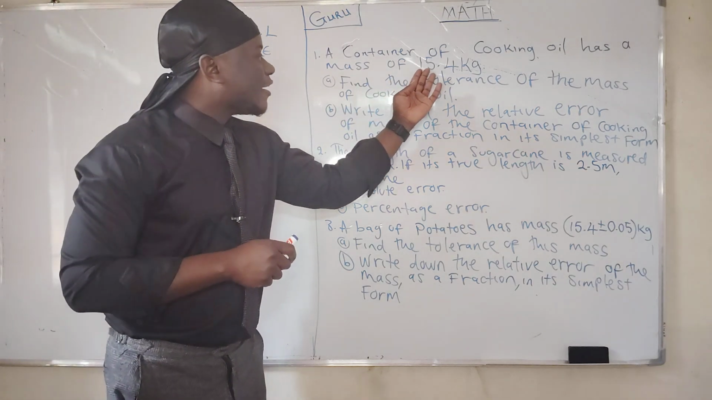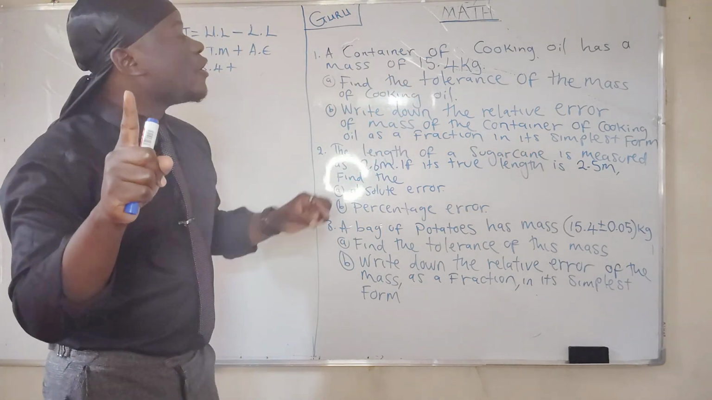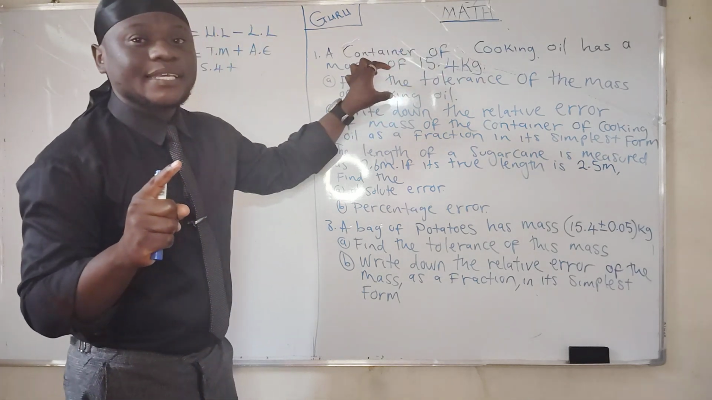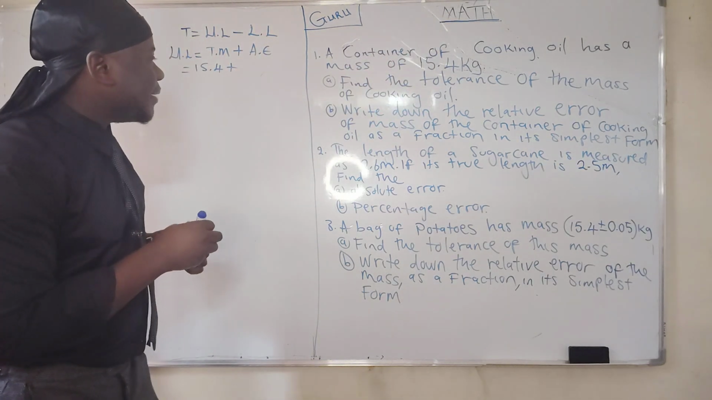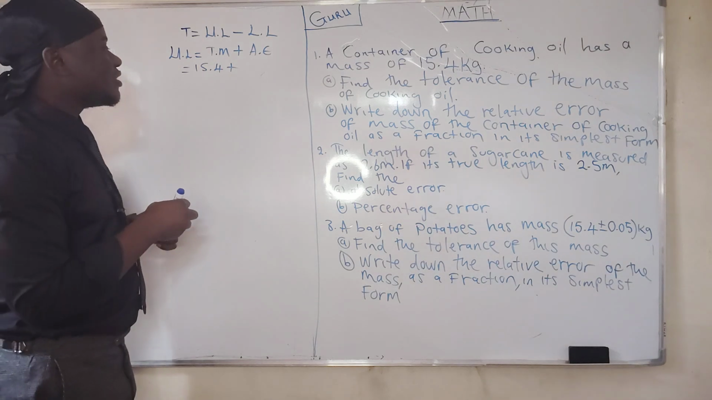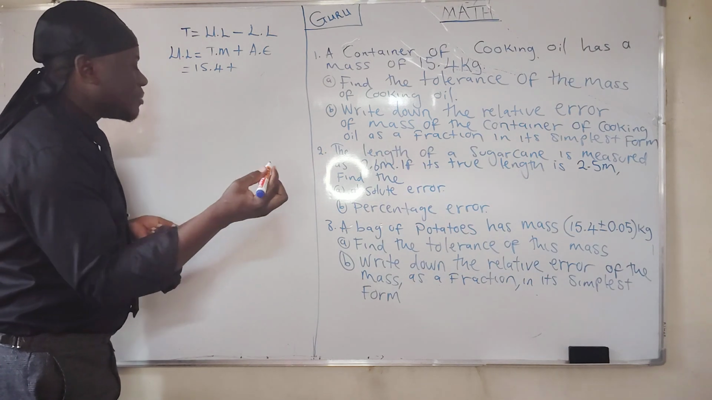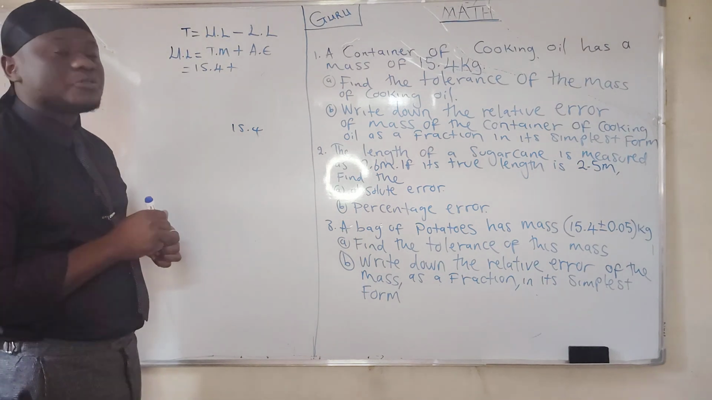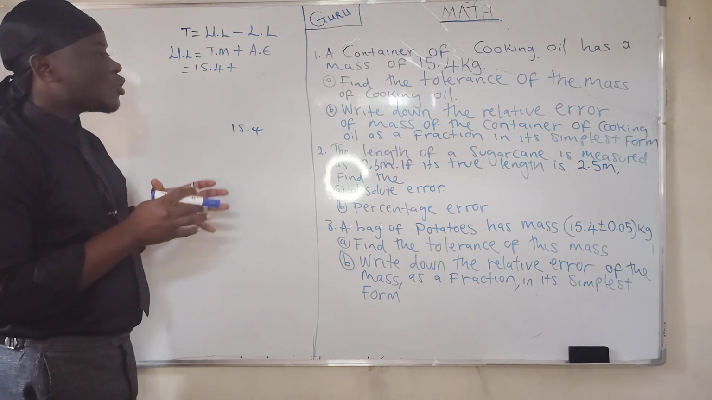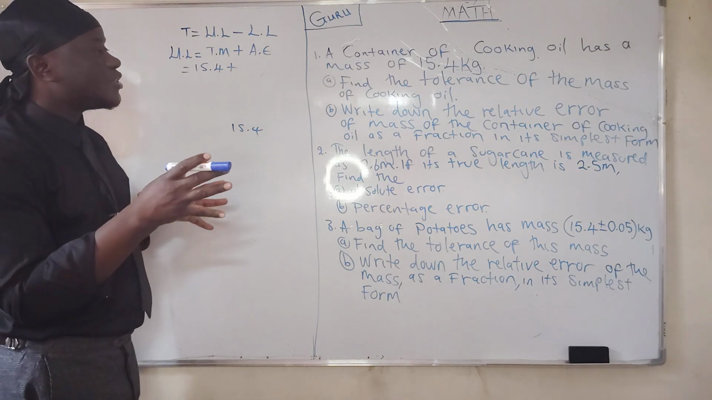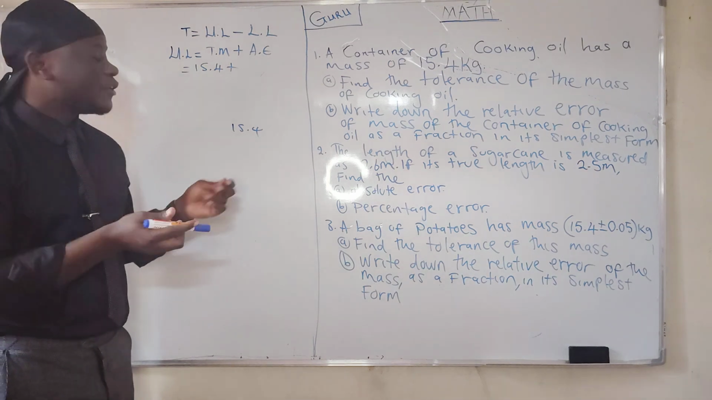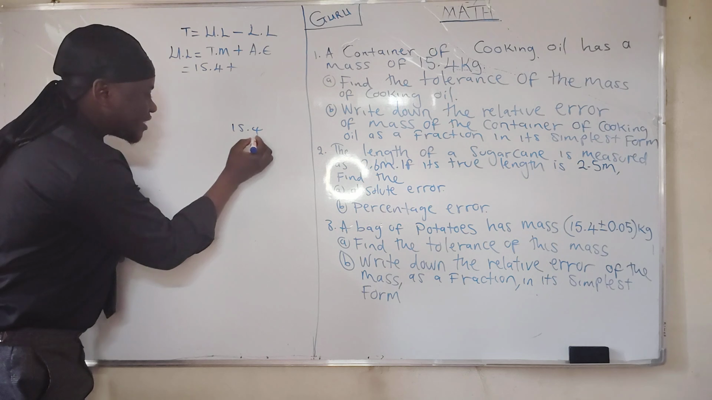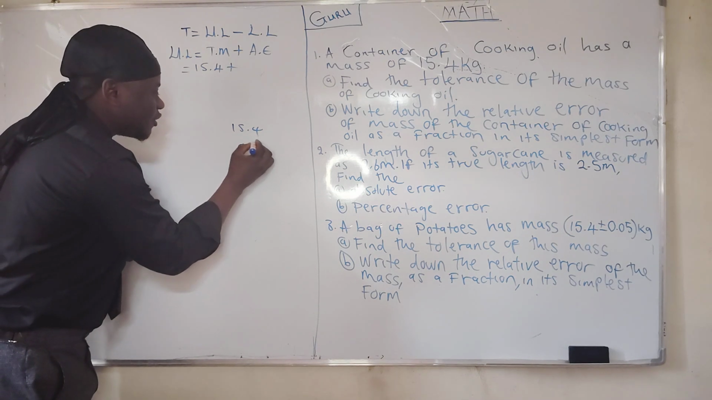To find absolute error for this question, check, we only have one measurement or one number here. So if you have one number and you want to find absolute error, here we encourage you just to master. We have 15.4. We want to find absolute error. So I will also show you how to find absolute error in case they swap the question. So absolute error for this question, for this number, it's 0.05.